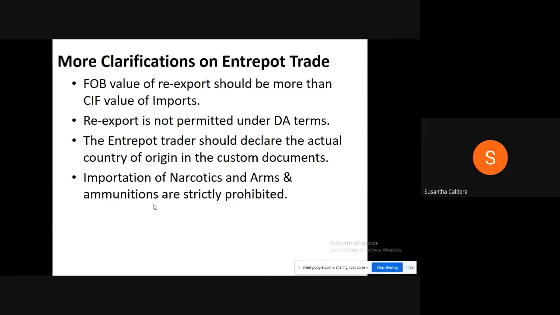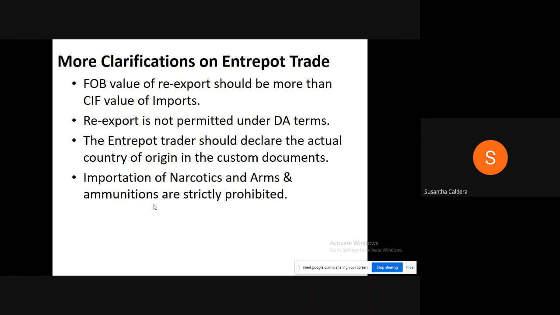Excuse me. The more clarification on entrepreneur trade. Yeah. Hello. Tell me. Yes, can't we consider transferable credits and back-to-back credits for the transaction? No. Why should we do, right?